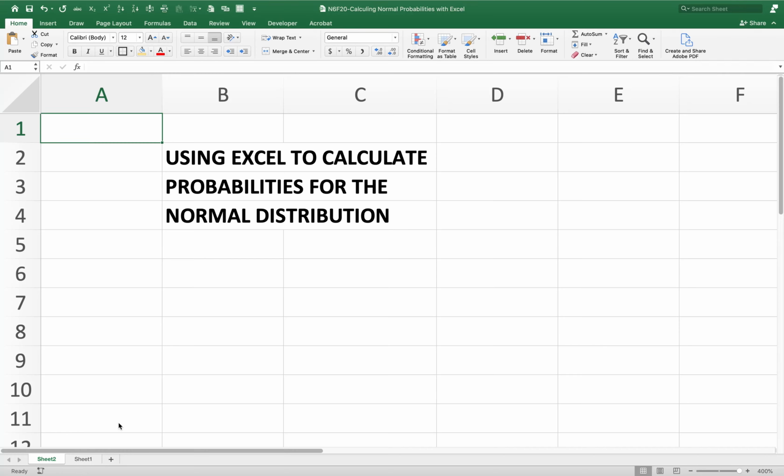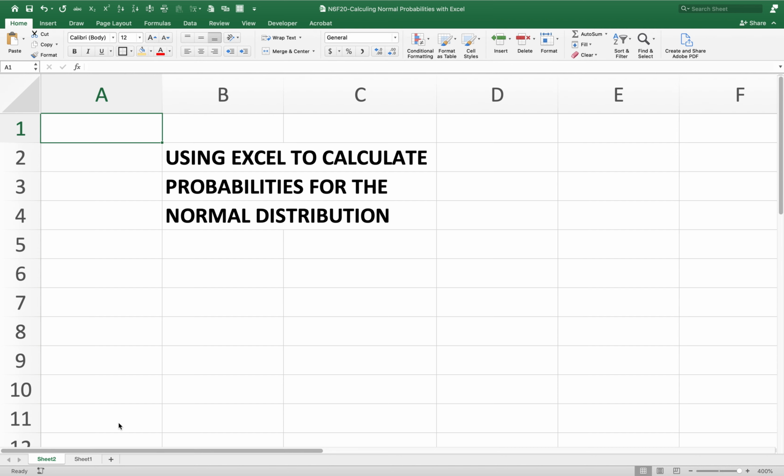Hi ladies and gents. In Unit N, we looked at how to calculate probabilities for the normal distribution by hand using tables. I'm going to show you how to use Excel functions to do the same thing.